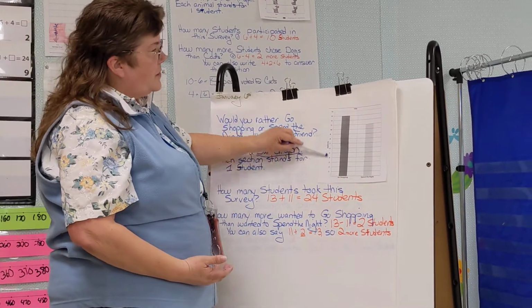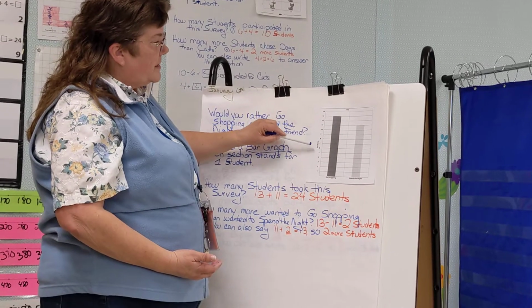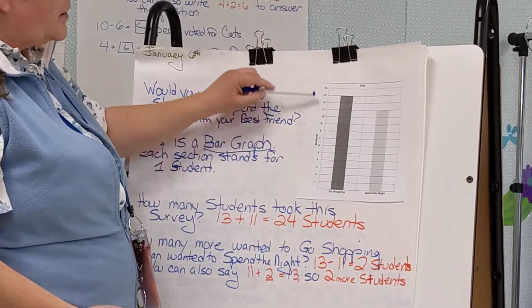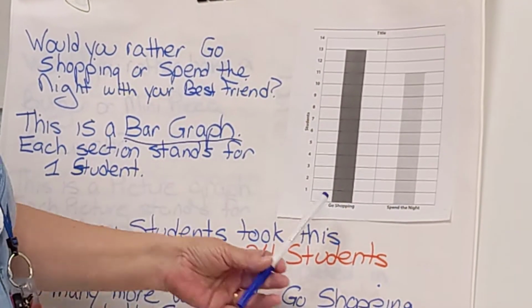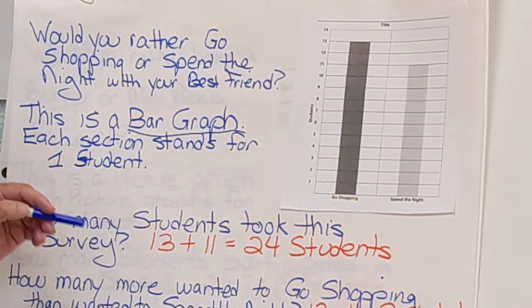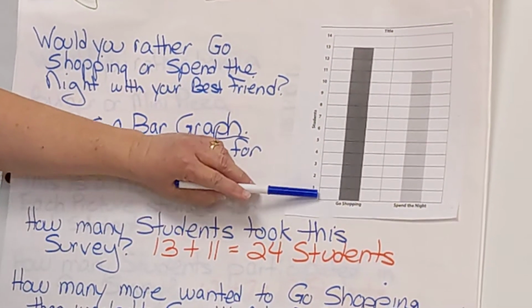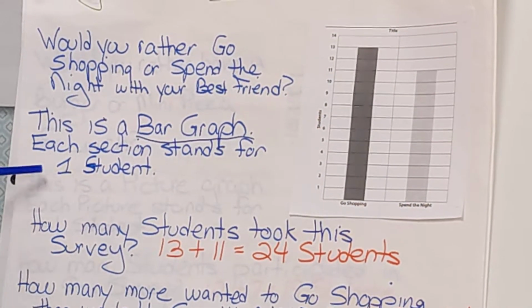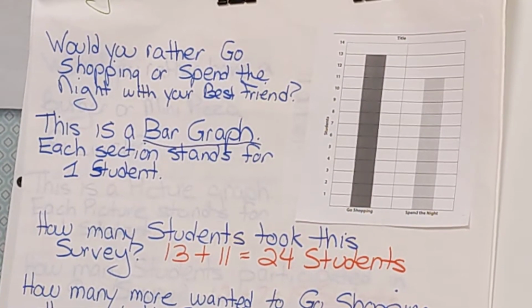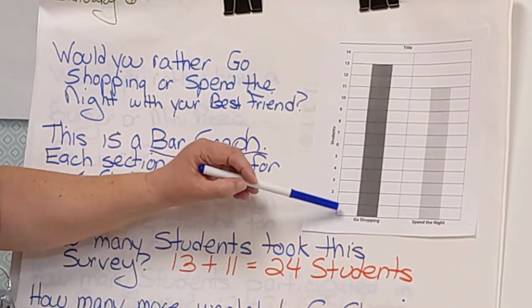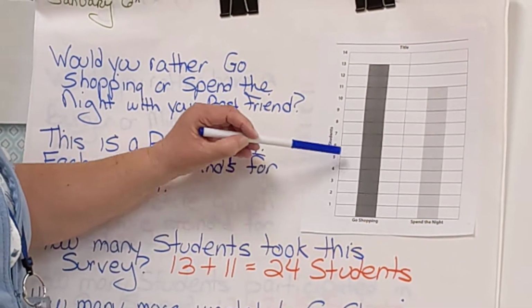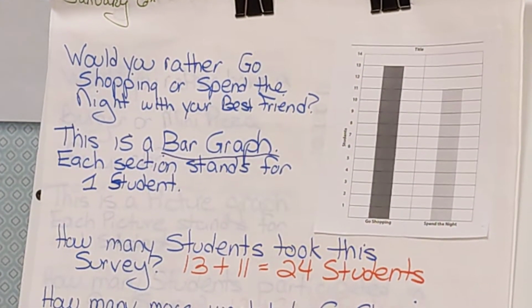Looking at the numbers coming up, this tells us how many students actually took the survey. And these were their 2 choices on the survey. So each line equals 1 student. Later on in the month, we get to see a graph that is multiple for each line. So that'll be interesting when we get there.